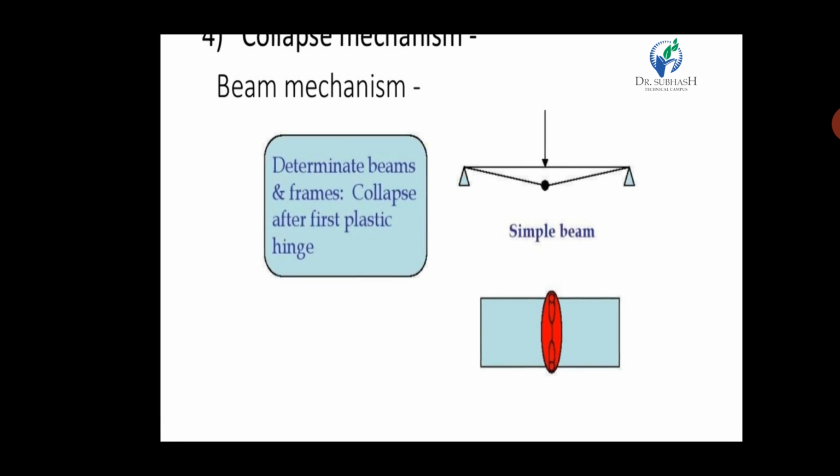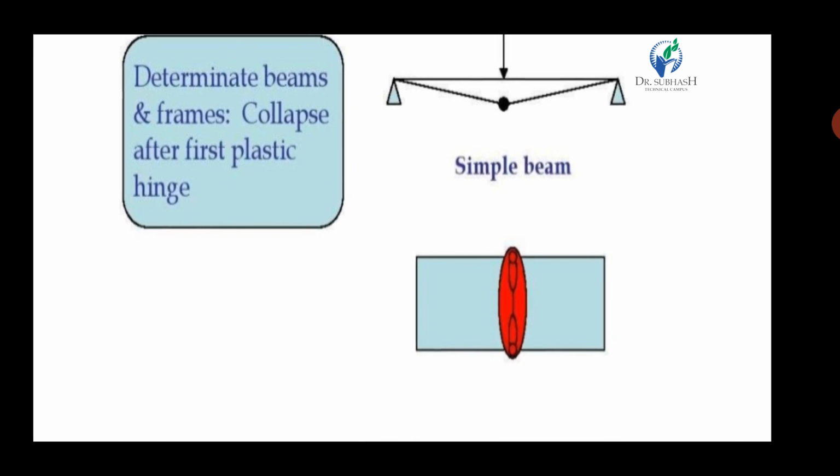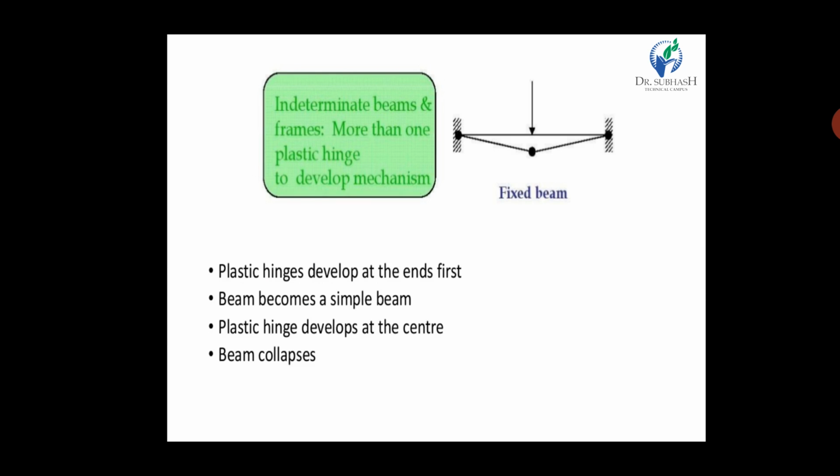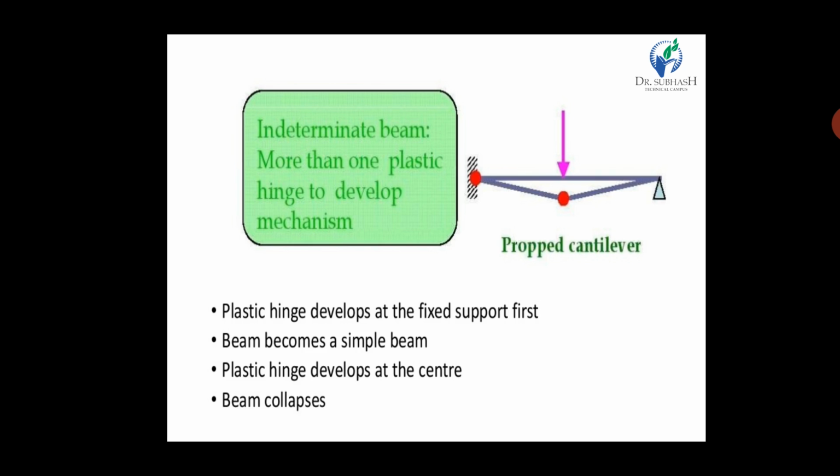After providing the hinge, you can see the effect in our figure, what the effect of the plastic hinge is. Next, for an intermediate beam and frame, more than one plastic hinge develops to form the mechanism. Now our beam is intermediate, so we should provide more than one plastic hinge. One is at the maximum bending moment, below the point load, and two are at the different ends. So the plastic hinges develop at the ends first, the beam becomes a simple beam, and a plastic hinge develops at the center for the beam mechanism, or you can say beam collapse.